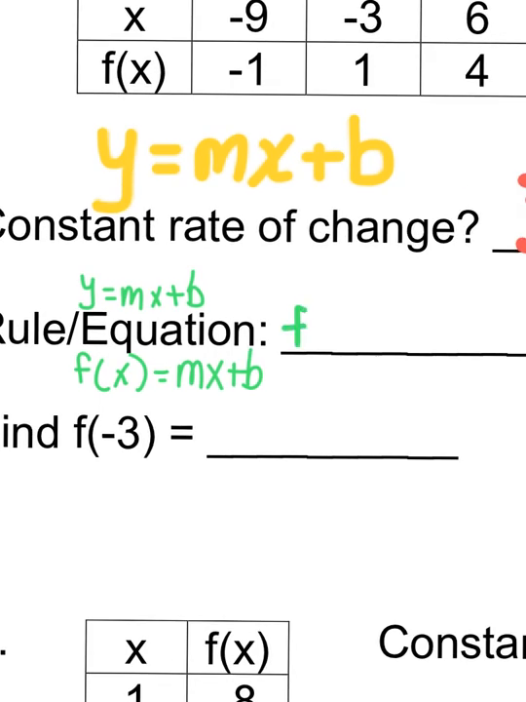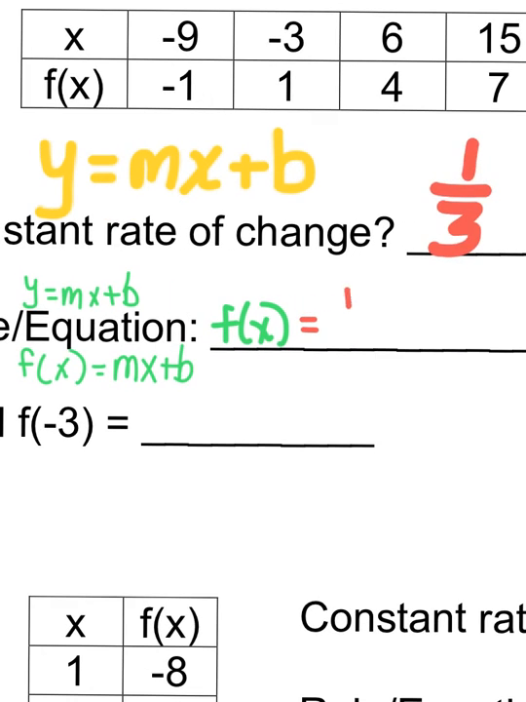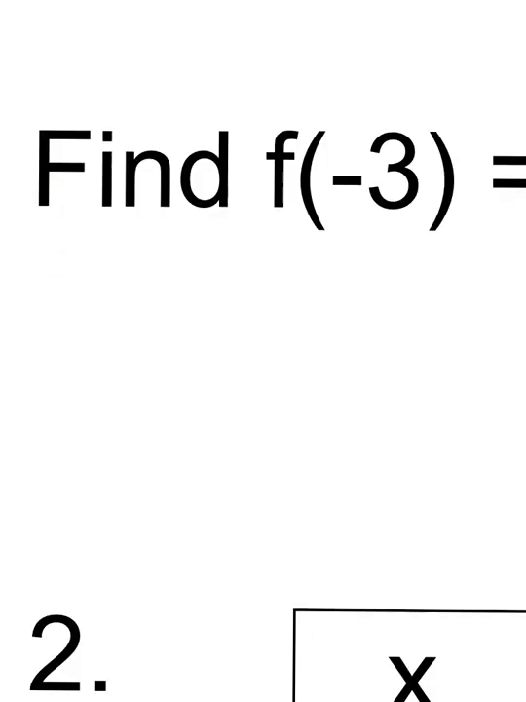We'll start with f of x. Our slope, or m, was 1/3. We'll replace the m, or slope, with 1/3. And then the rest of the equation as follows.